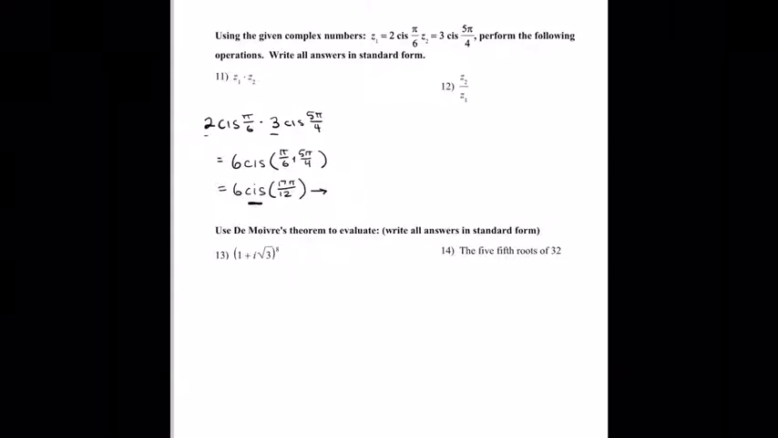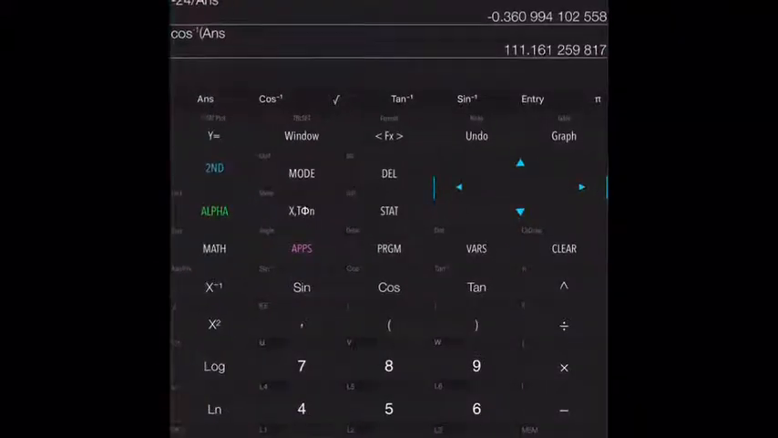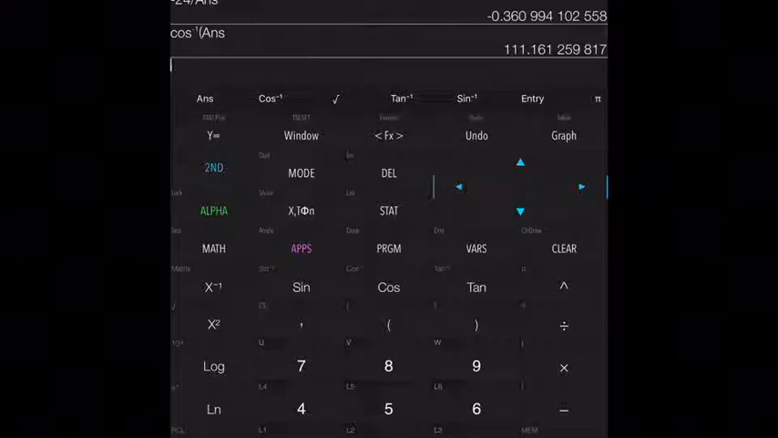But it specifies here that the answers need to be in standard form. This answer here is in trigonometric form, so we need to convert that back into standard form. If you remember, CIS is just the abbreviated form of cosine plus i sine. So this is 6 cosine of 17 pi 12ths plus 6i times the sine of 17 pi 12ths. So we need to figure out 6 times the cosine.